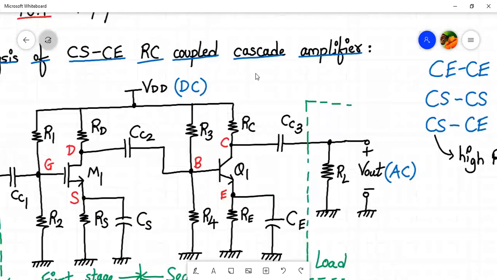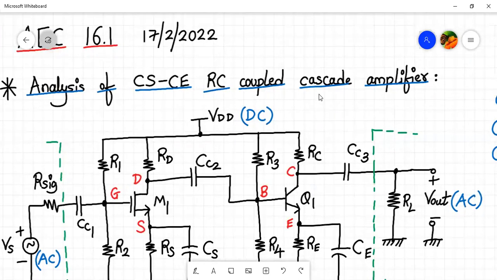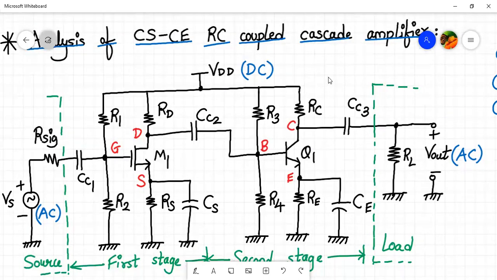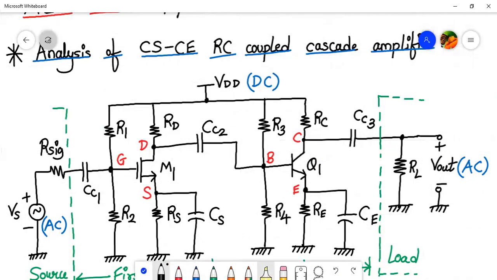So we have completed the desired topic, that is, we have analyzed the common source common emitter RC coupled cascade amplifier. By the way, where is it RC coupled? This capacitor over here, and where is the resistor? The resistor is nothing but the input resistance of the next stage, which is R pi in parallel to R3 in parallel to R4. So they will form the RC coupling. And what's the advantage of RC coupling? The Q point of the first stage, which is your common source amplifier stage, and the Q point of the common emitter amplifier stage will be isolated from each other. So that's the advantage of RC coupling.